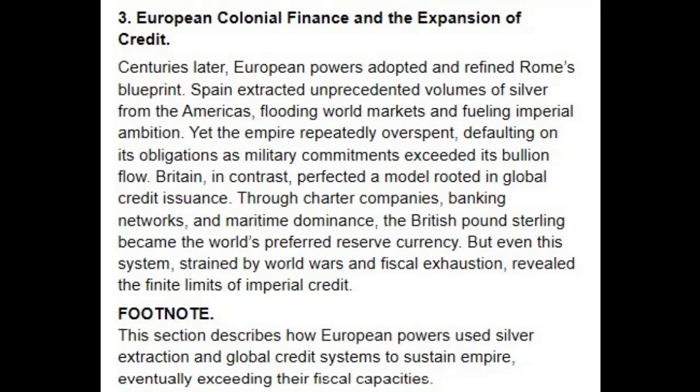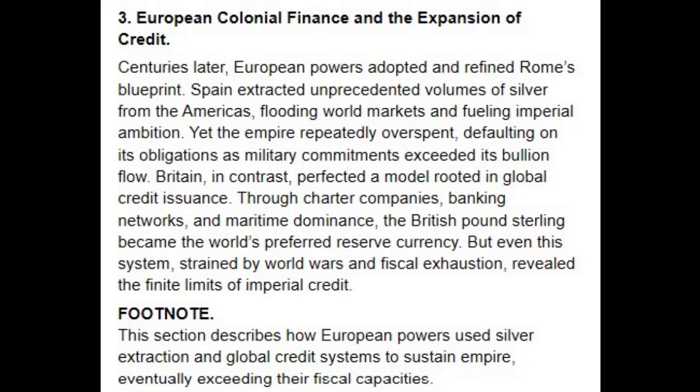3. European colonial finance and the expansion of credit. Centuries later, European powers adopted and refined Rome's blueprint. Spain extracted unprecedented volumes of silver from the Americas, flooding world markets and fueling imperial ambition. Yet the empire repeatedly overspent, defaulting on its obligations as military commitments exceeded its bullion flow.